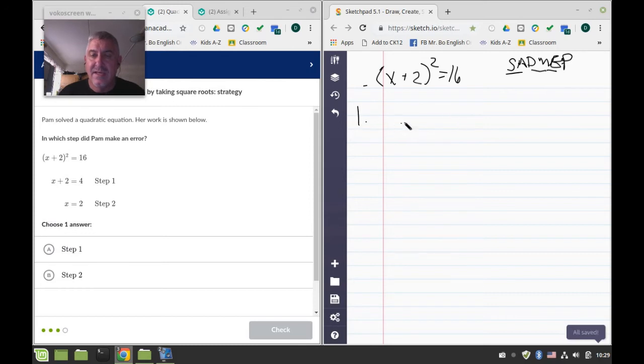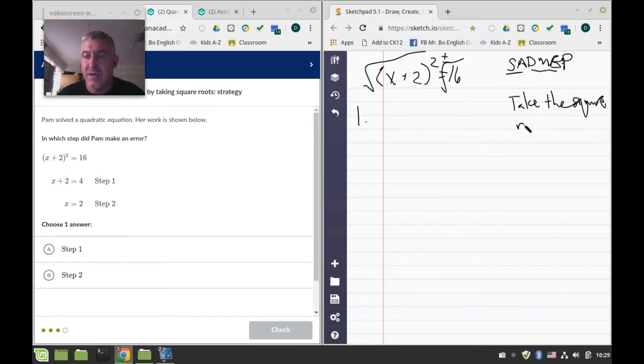Take the square root of both sides. Positive, negative. Call step 1. Take the square root of both sides. This tablet, I have to pick up my pen a lot more than I normally do. So we're going to end up with x plus 2 is equal to positive square root of 16 is 4, and the negative square root is negative 4.